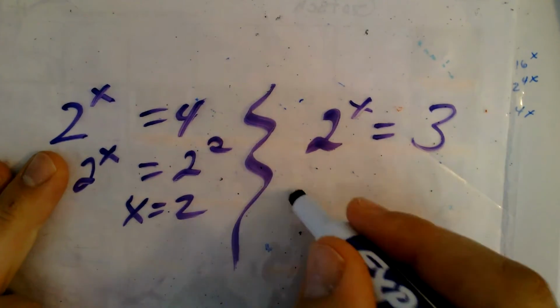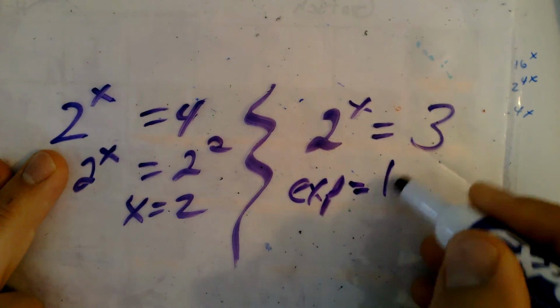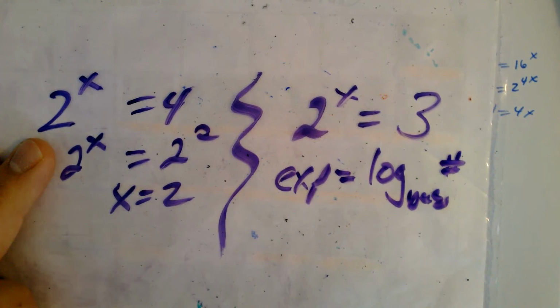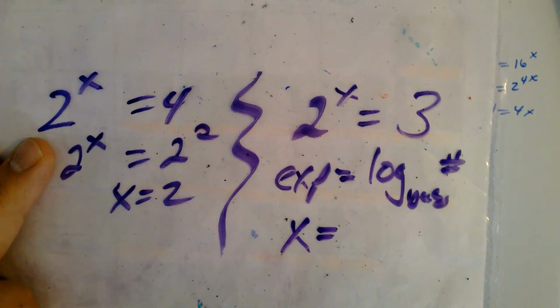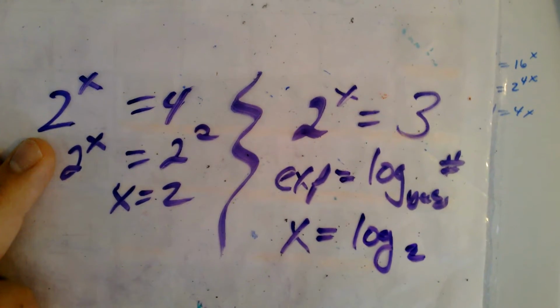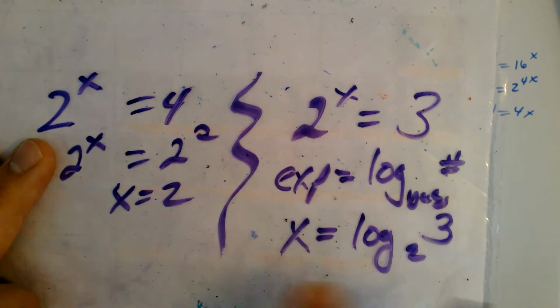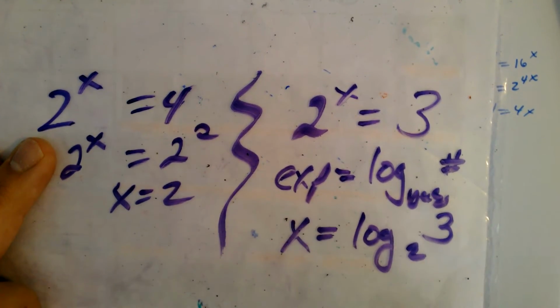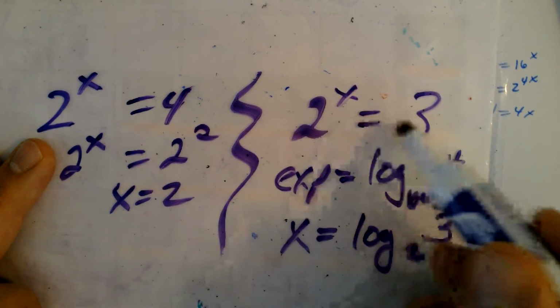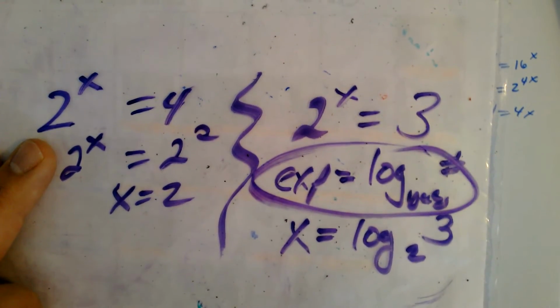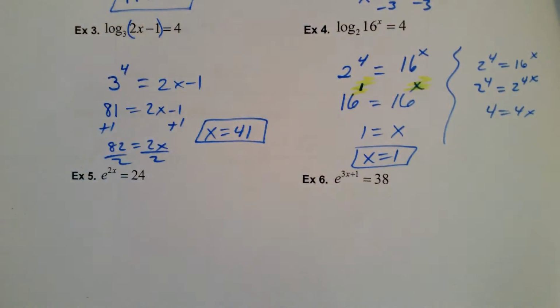But we do know exponent equals log with the base, and then that number that's by itself. So we know our exponent is x. We know the base of this is 2, so that's the base of the log, and then the number by itself. So now I get x equals the log of 3 base 2. I don't know what that is. It's something probably less than 2, if I plug that in my calculator. But that's the idea: we can't use this, we've got to use this. So that's where we're going.